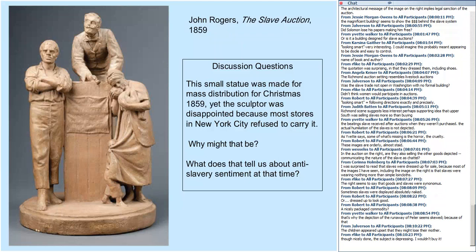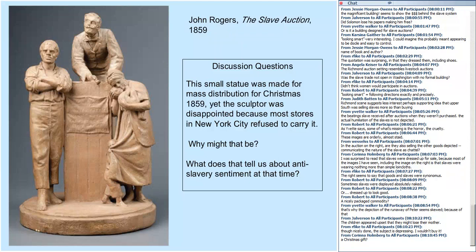So he tried to make one of a slave auction. And he took it to the people who normally sold his sculptures, and they said, no way, not even going to sell it. Why not? And this is in New York City. So to that question that a number of you asked in the forum about how do I get them to see that slavery was a national issue, here's another topic for that. New York dealer wouldn't sell it. Why?